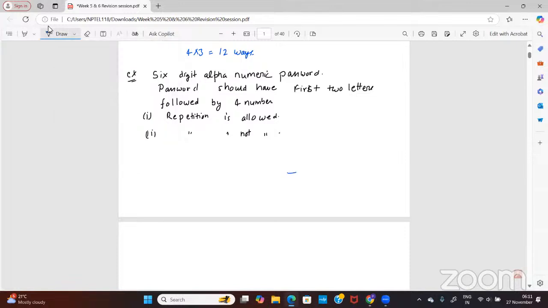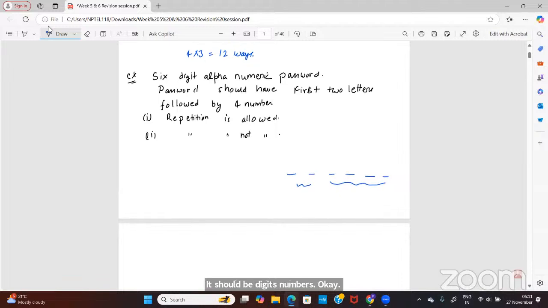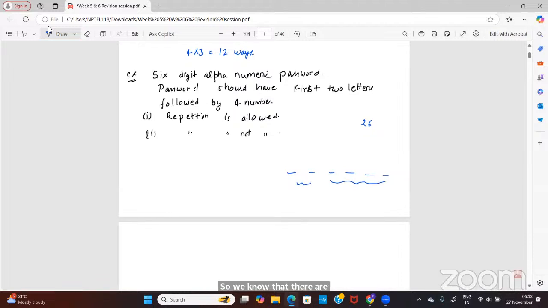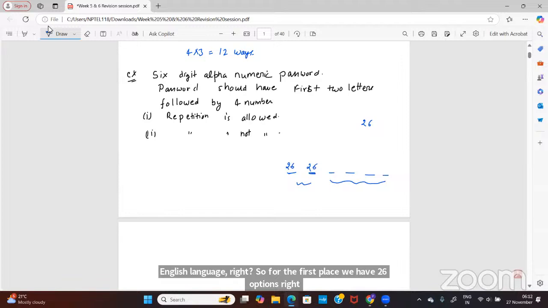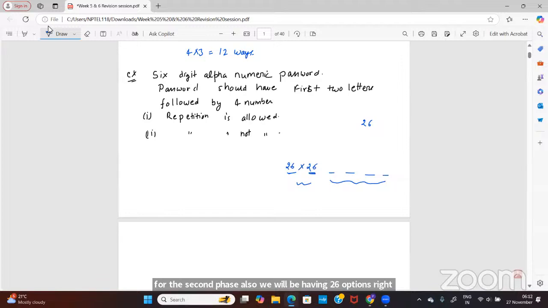So we have six places, a six-digit alphanumeric password we have to make. For the first two we have to fill letters, and for the remaining four it should be digits, numbers. When repetition is allowed, we know that there are 26 letters in the English language. So for the first place we have 26 options, and for the second place also we will have 26 options, because we can repeat the letters also.